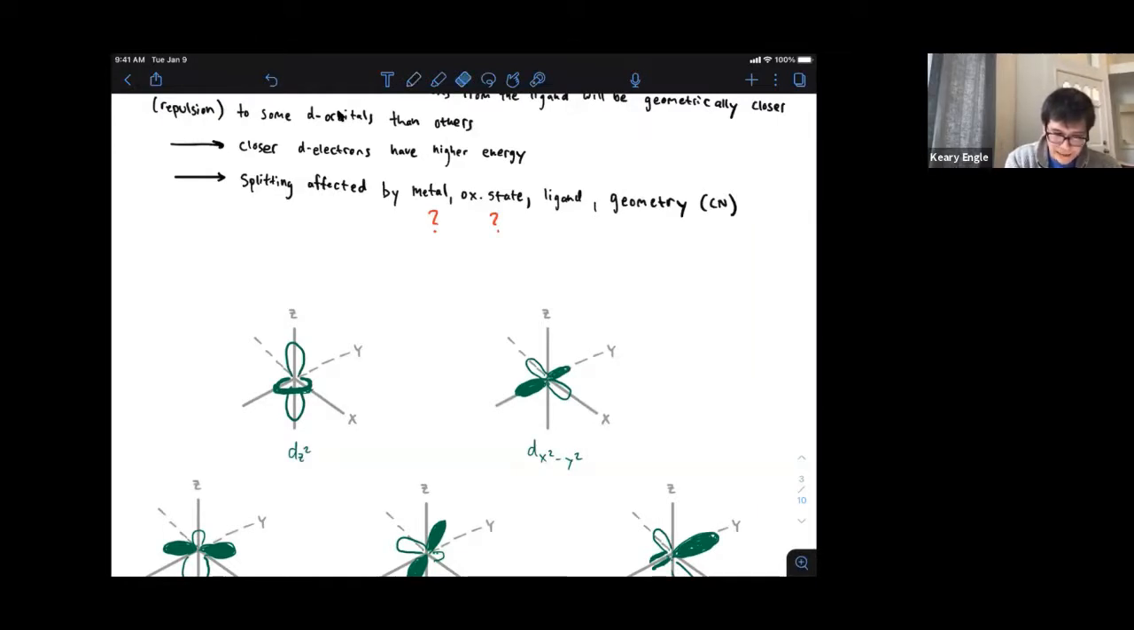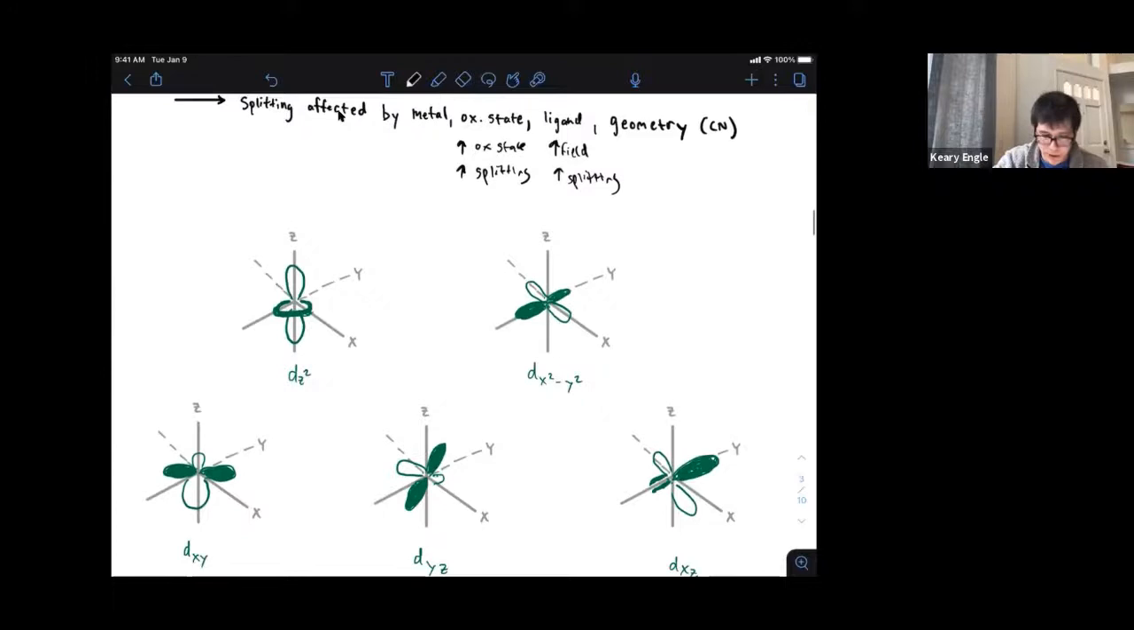And the extent of the splitting, by splitting I just mean how much some orbitals become higher energy compared to others, is a function of the oxidation state of the metal. So higher oxidation state leads to higher splitting. And the ligand identity, we'll talk about what this means, but higher field ligands lead to higher splitting energy. And then the geometry and coordination number, this will be something we talk about in detail.